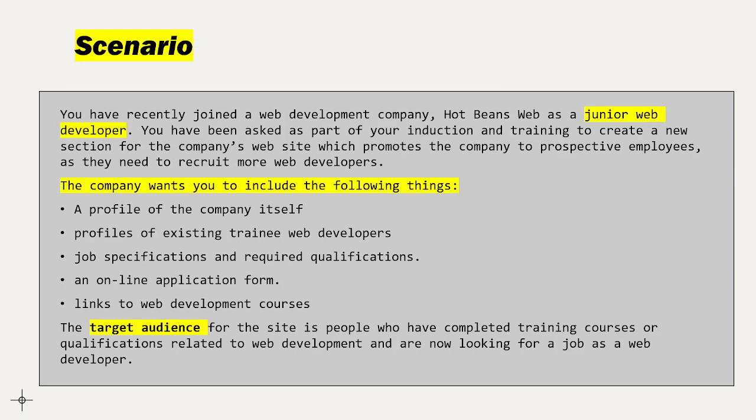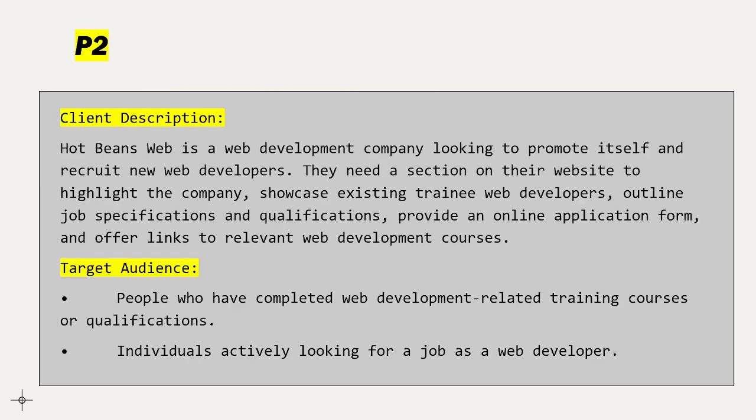it was given to you in your scenario. So it's just about rewriting it. So I said Hotbeans Web is a website development company looking to promote itself and recruit new web developers. They need a section on their website to highlight the company, showcase existing trainee web developers, outline job specifications and qualifications, and also provide an online application form, and also offer links to relevant web development courses.